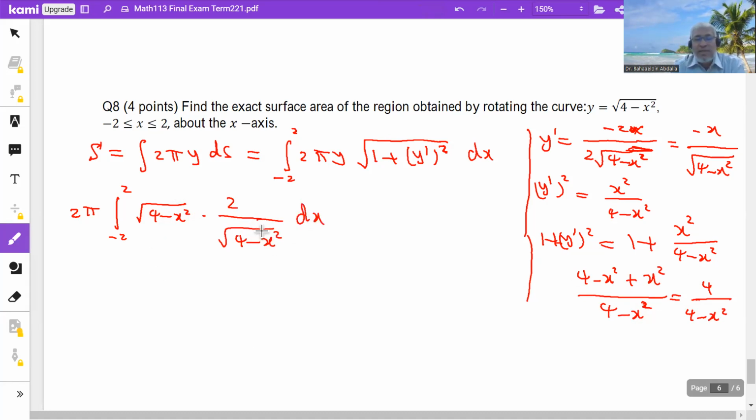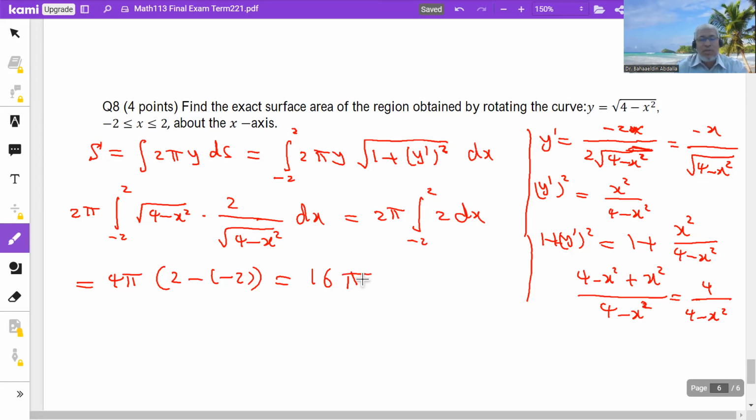And now you can cancel this root with this root, and you will have 2 pi times the integral from negative 2 to 2 of 2 dx. You can take 2 outside, so you'll have 4 pi, and the integral of dx is x from negative 2 to 2, so you'll have 2 minus negative 2, or 4, times 4 pi, so it is 16 pi. So the answer is 16 pi.